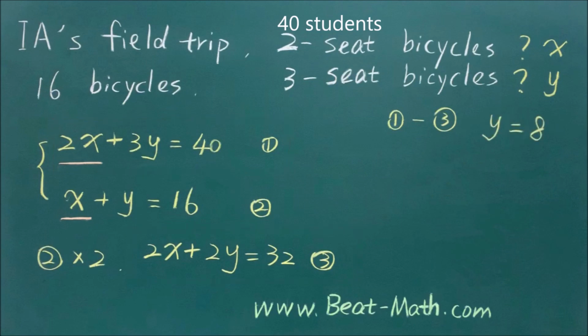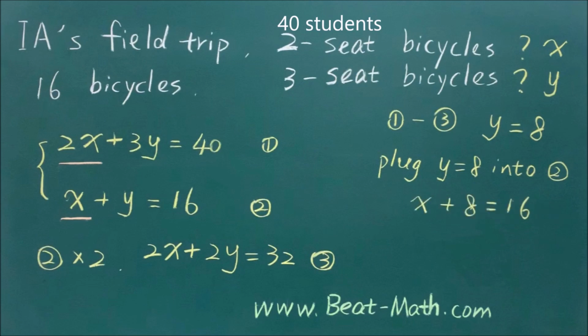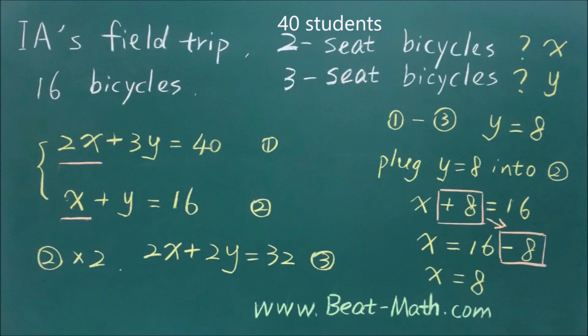The next step is to solve x. We can plug y equals 8 into any of the three equations we have. For example, we plug y equals 8 into equation 2 because it looks the simplest. X plus y equals 16, x plus 8 equals 16. We move plus 8 to the right and change its sign and we get x equals 16 minus 8. If you're not familiar with this transposition trick, check the link in the top right of the video. Okay, we get x equals 8. That is, they rent 8 2-seat bicycles and 8 3-seat bicycles.